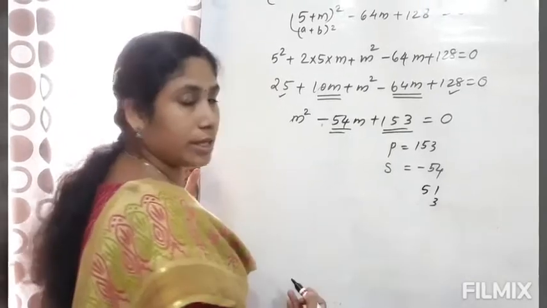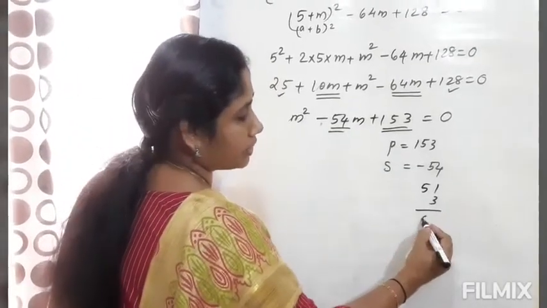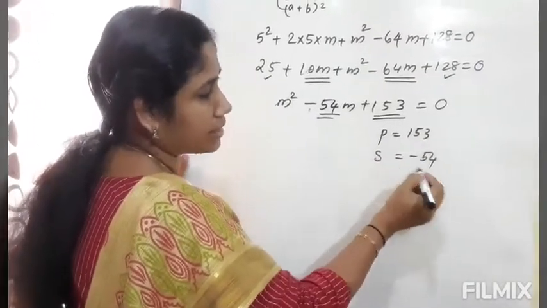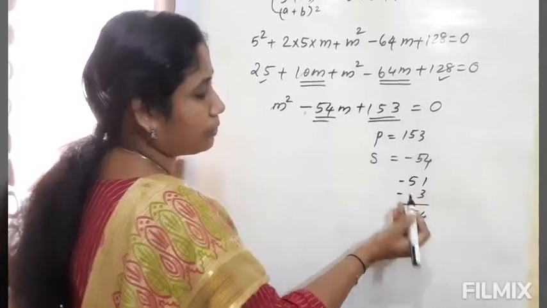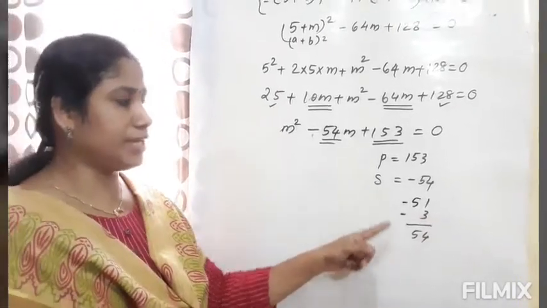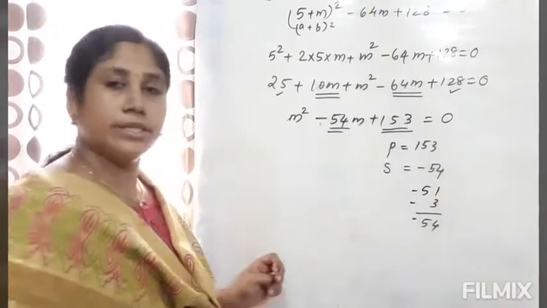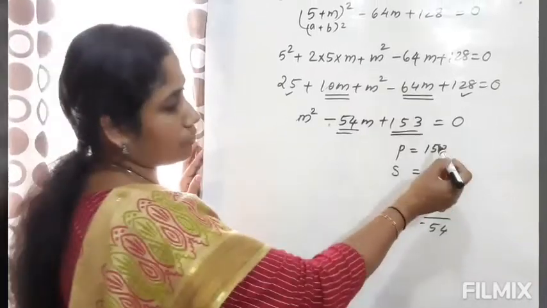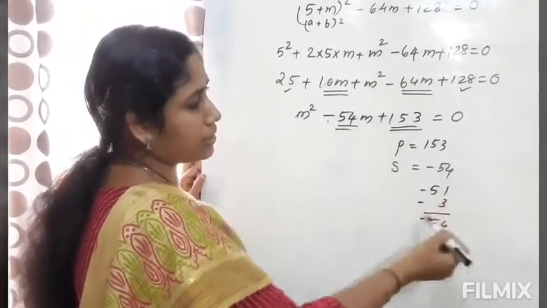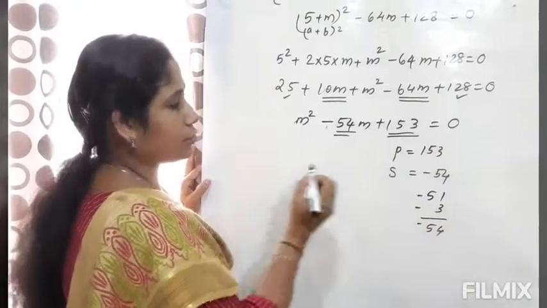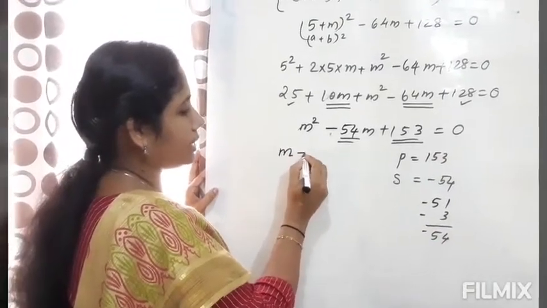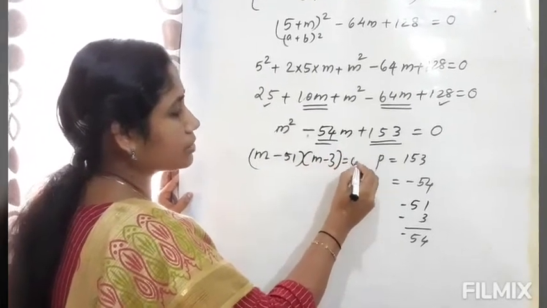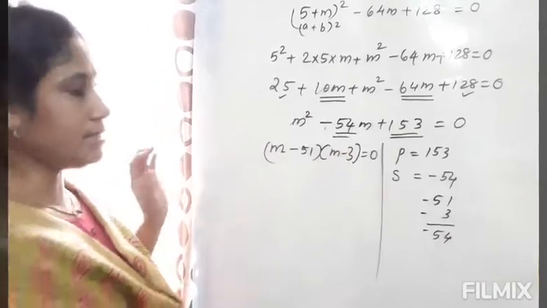51 and 3. What is the sum of 51 and 3? Yes, it is 54. And here is a positive sign and here is negative. So we want to put both as negative. What is the sum of two negative numbers? It is always negative. We got the sum as negative 54. Negative 51 into 3 is 153, and minus into minus, plus. So these are the two numbers. So we can easily write m minus 51 into m minus 3 equal to 0. This way we factorize this.